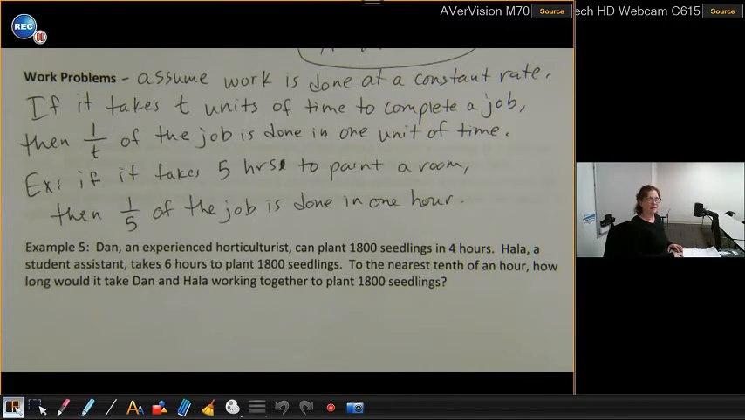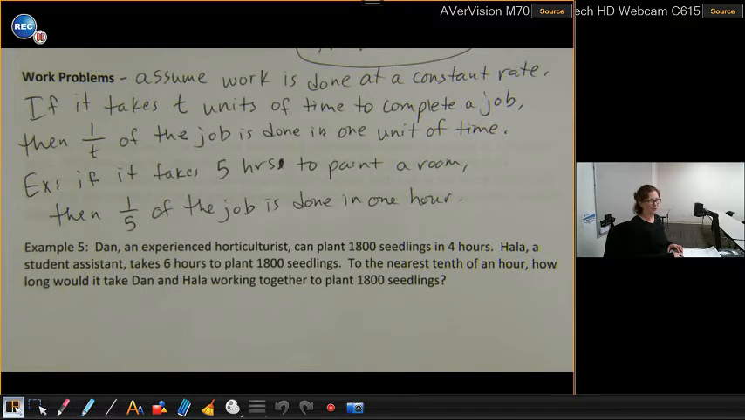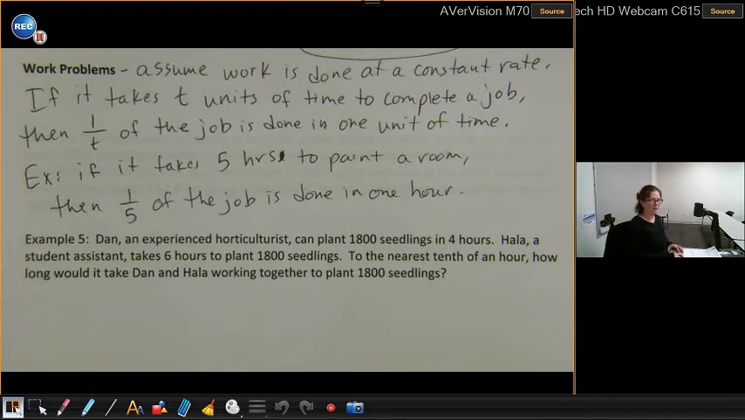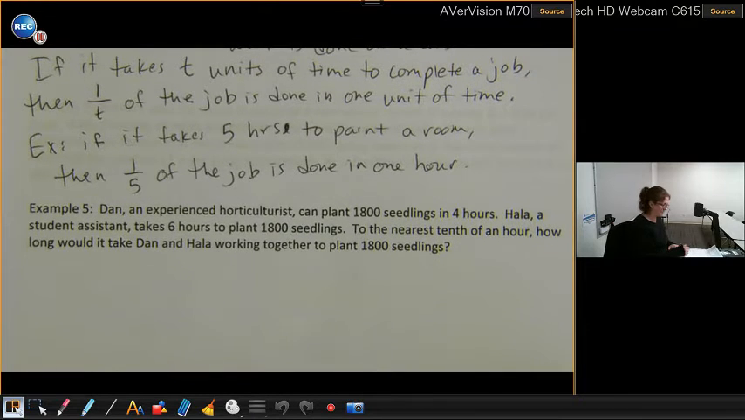It says Dan, an experienced horticulturist, can plant 1,800 seedlings in 4 hours. Hala, a student assistant, takes 6 hours to plant 1,800 seedlings. To the nearest tenth of an hour, how long would it take Dan and Hala working together to plant 1,800 seedlings? We're going to organize our information in a table.